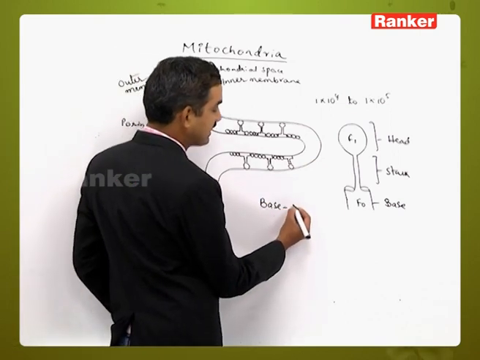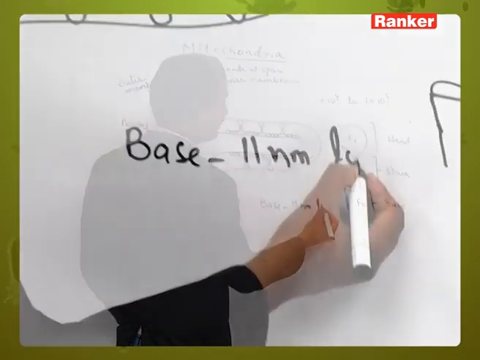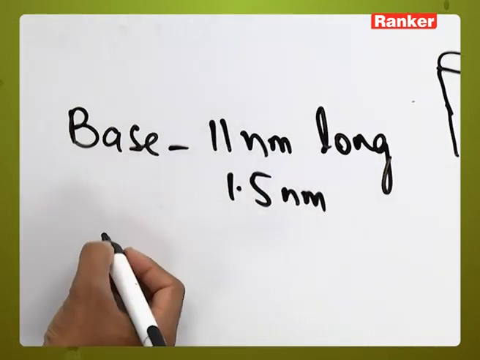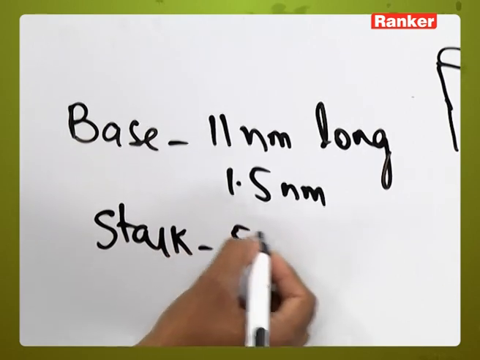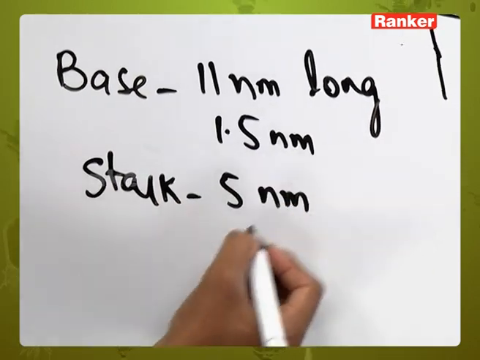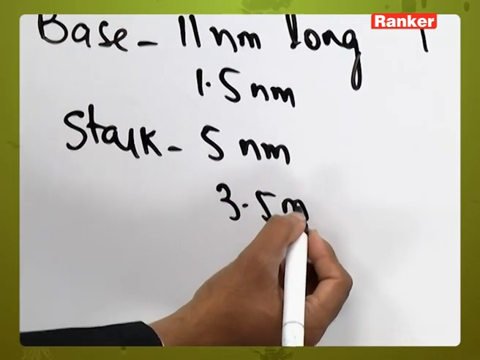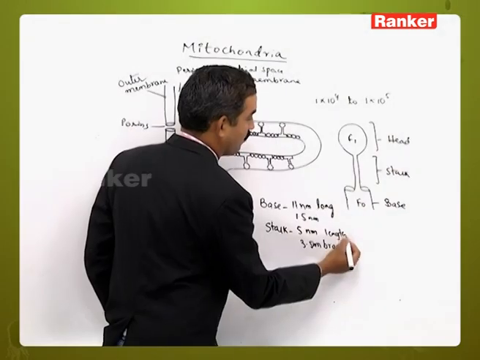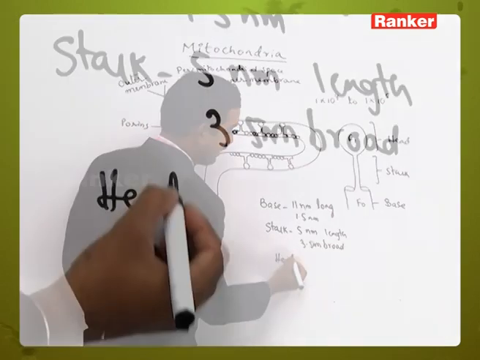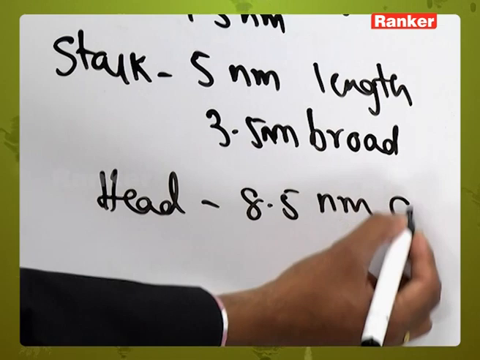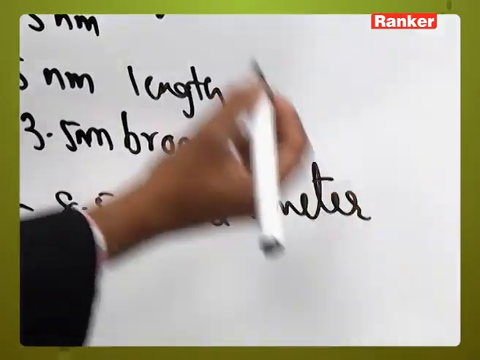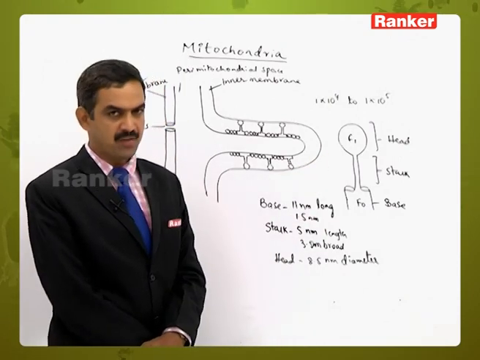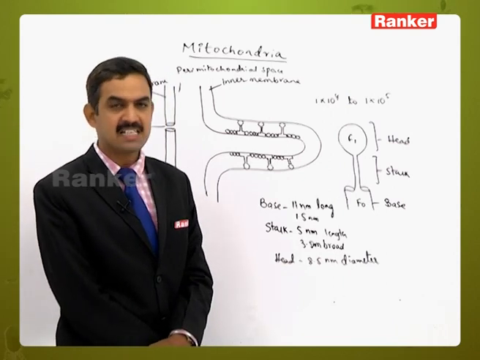Then the base is the structure which is 11 nanometers in length and 1.5 nanometers in thickness, whereas the stalk is a part which is 5 nanometers in length and 3.5 nanometers in broadness, whereas the head region is 8.5 nanometers in diameter. This type of organization is there with the F1 particle or F0 F1 particle, which is the structure mainly concerned with the synthesis of ATP.